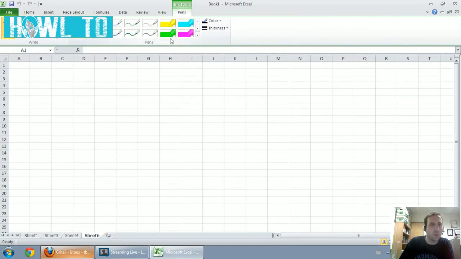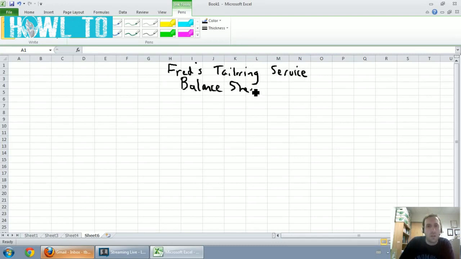As always, we're going to start with the title. The title of this balance sheet is the name of the company, Fred's Tailoring Service. The name of the financial statement, this is a balance sheet. And the date. For the income statement and for the statement of retained earnings, we said for the year ended and then the date. With the balance sheet, we're going to say as at, and then we're going to give our date.